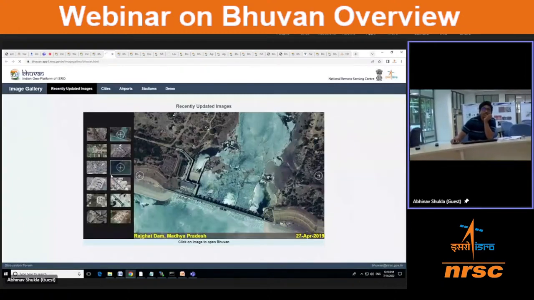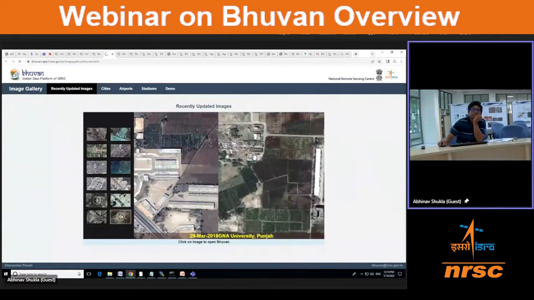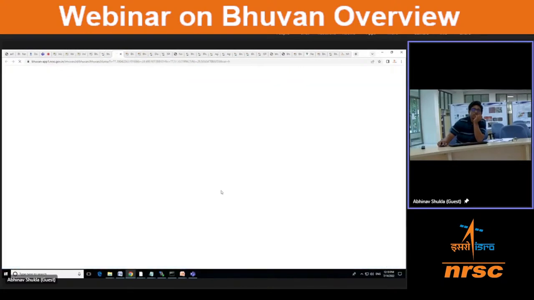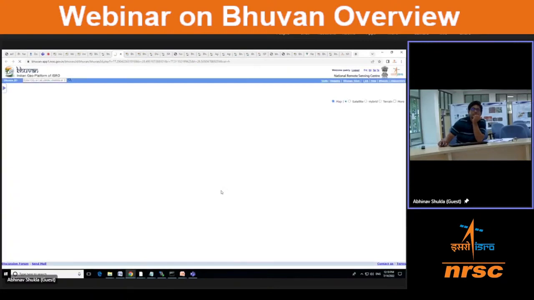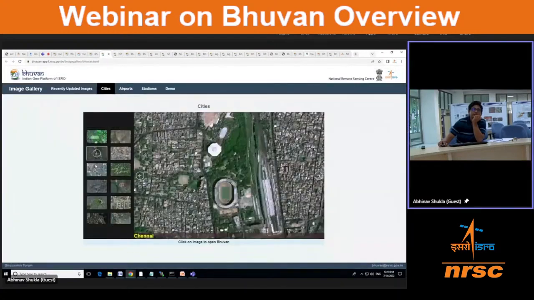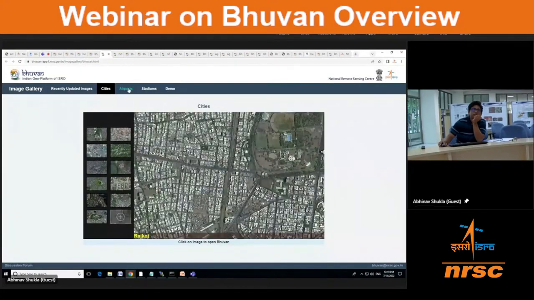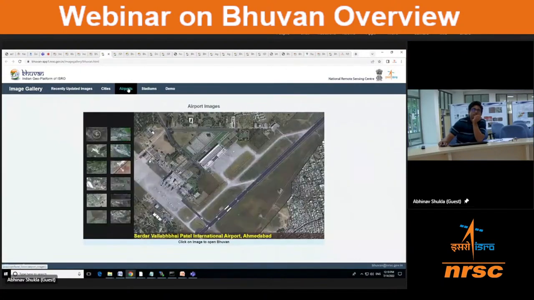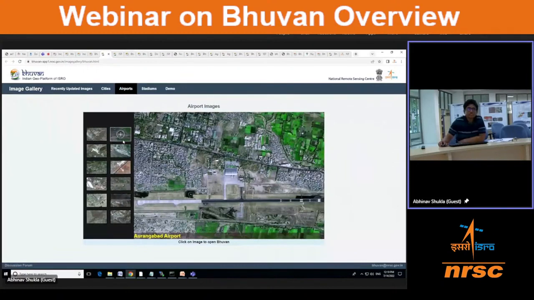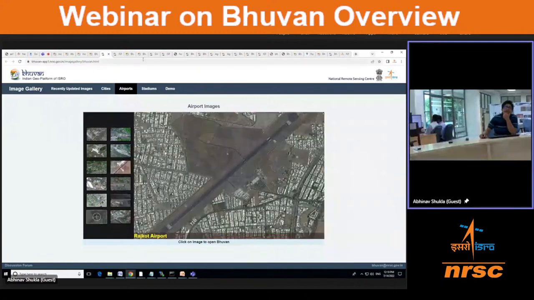This is the image gallery we are providing here. These are recently uploaded images of some part of Patran, Punjab. Like this is the district jail, Uttar Pradesh. If you click on the image, it will open on the Bhuvan portal. We also have a list of cities, like Chennai, Kochi, Pune. Airports we have: Ahmedabad Airport, Aurangabad Airport, Coimbatore International Airport, and Pune International Airport. This is about the image gallery.